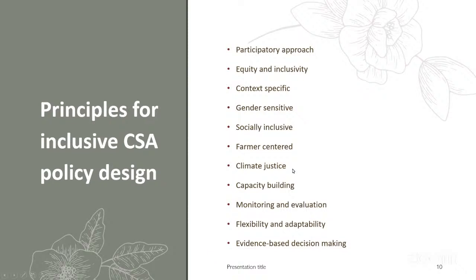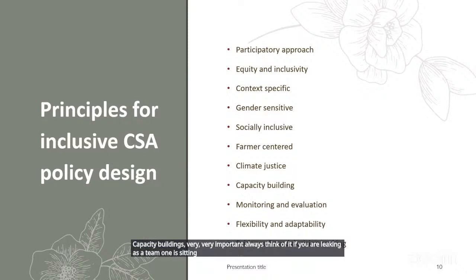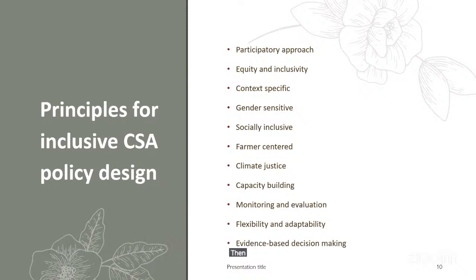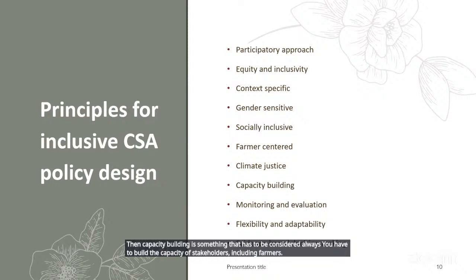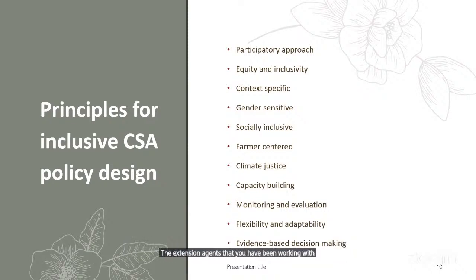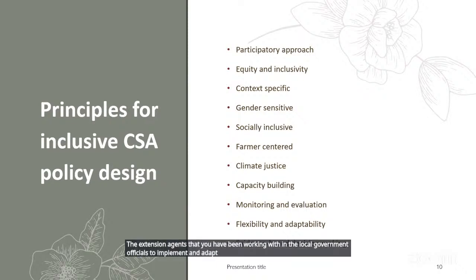You shouldn't assume that stakeholders know everything. Capacity building is very, very important. Always think of it if you are looking as a team and you are missing someone who has a specialty that is required in coming up with your policy, then capacity building is something that has to be considered always. You have to build the capacity of stakeholders, including farmers, the extension agents that you have been working with, and the local government officials to implement and adapt your climate smart agriculture policies and programs. That is very, very important.